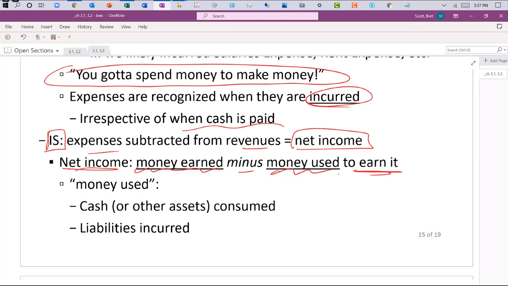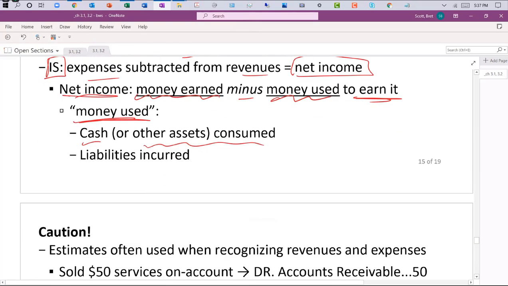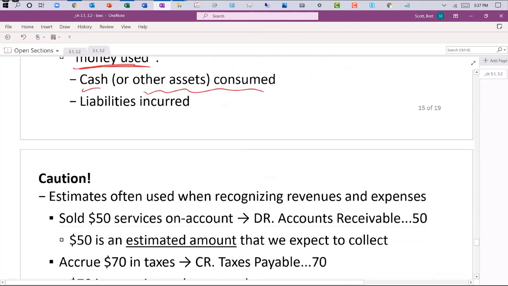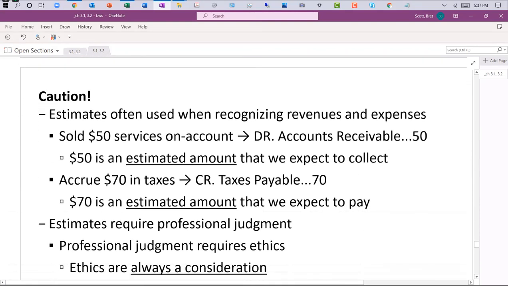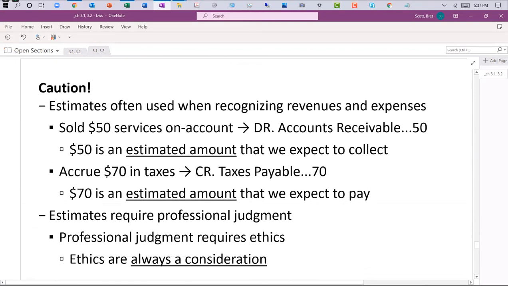It's not revenue and no expenses. That doesn't make any sense. So when you think about the money used, think about cash that we paid or some other asset that we consume. We'll go through several different types of journal entries that recognize expenses, and there's lots of expenses out there. But the bottom line is we don't recognize revenue without incurring some expense. So we need to recognize expenses as they happen to us.